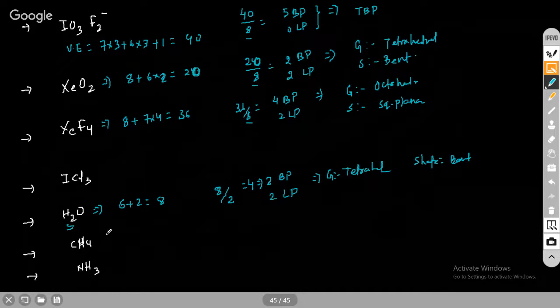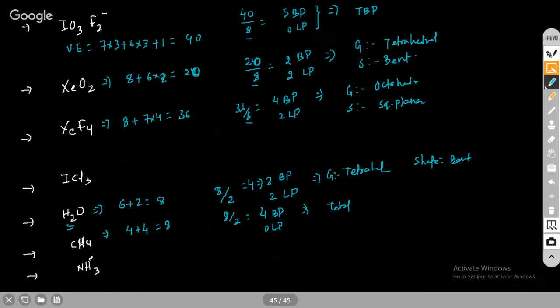For CH4, you see, carbon it is 4, hydrogen 4. So 8 by 2. So we have 4 bond pair and 0 lone pair. Geometry and shape will be tetrahedral. Similarly, for this one, geometry will be tetrahedral and shape will be pyramidal or trigonal pyramidal. This one we have already discussed.